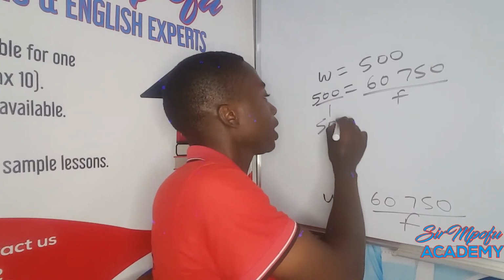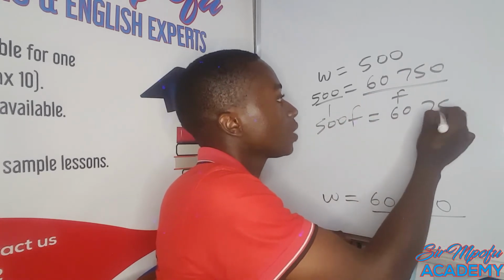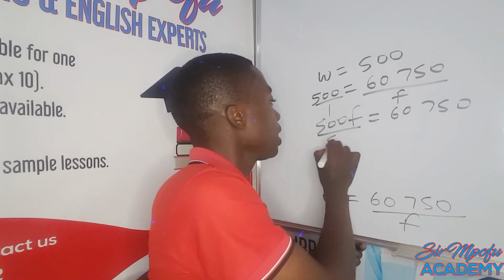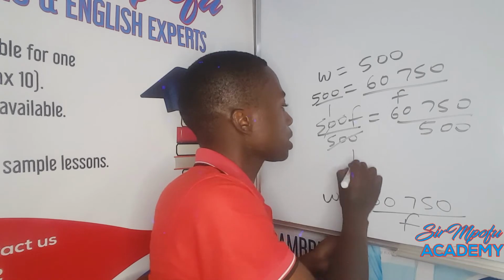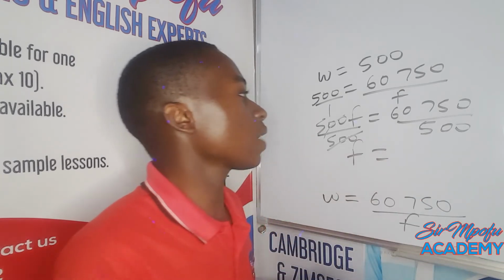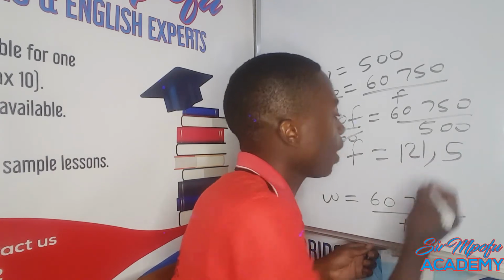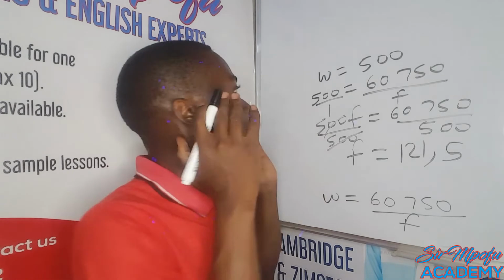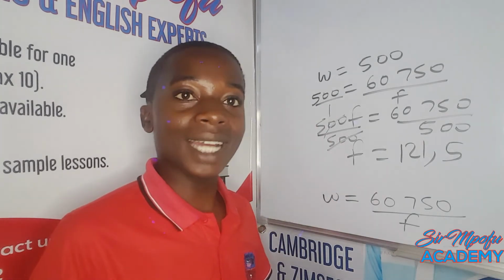So it will be now 500 f. f times 500 is equal to 1 times 60,750. It remains as it is. For us to get the value of f, we're going to divide both sides by 500. If we divide this, it's going to be equal to 60,750 divided by 500. That's 121,5. So it means f is equal to 121,5 when W is equal to 500. I hope that you are completely understanding.